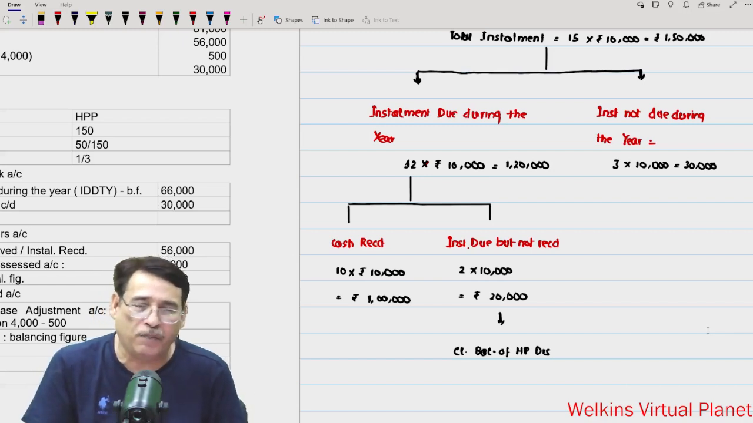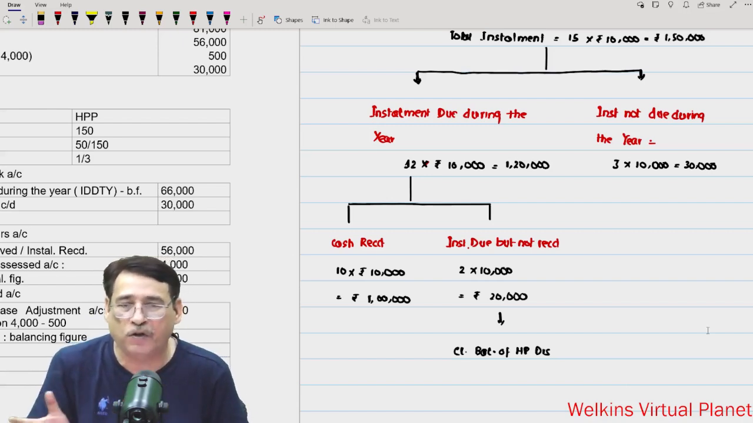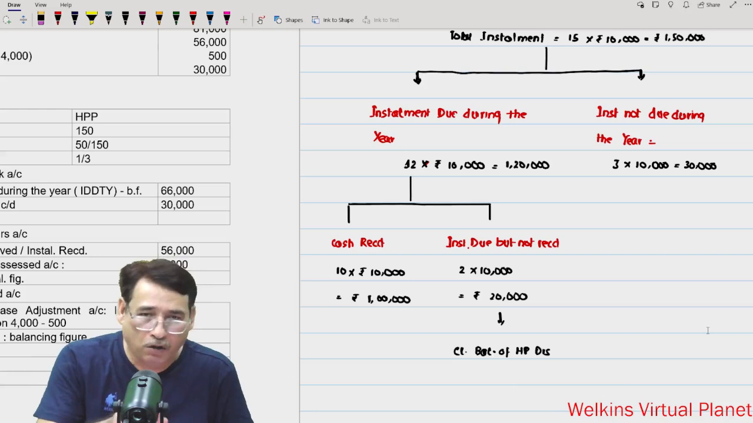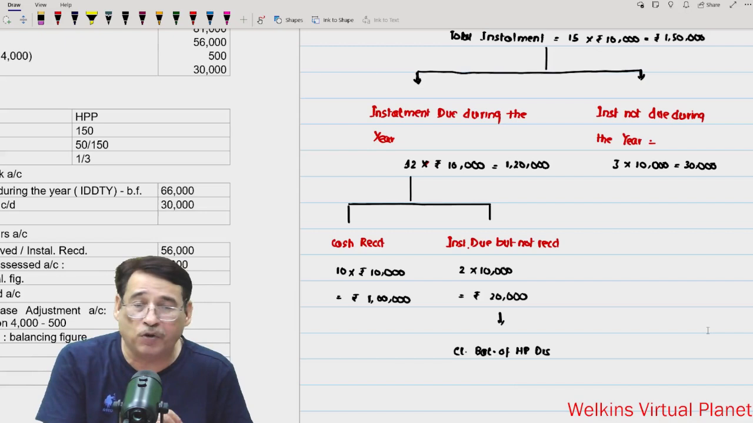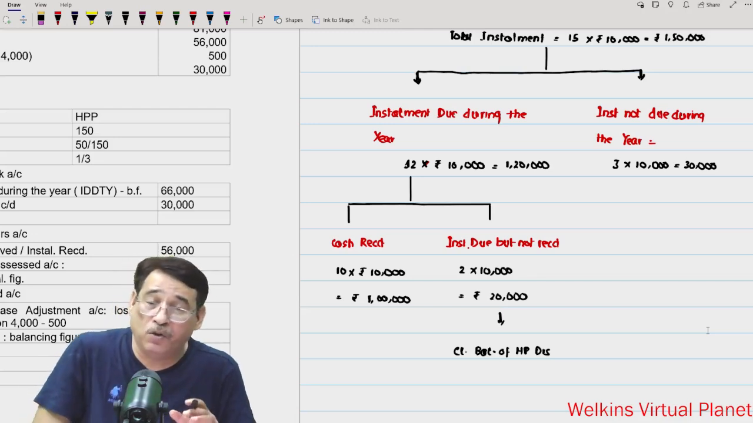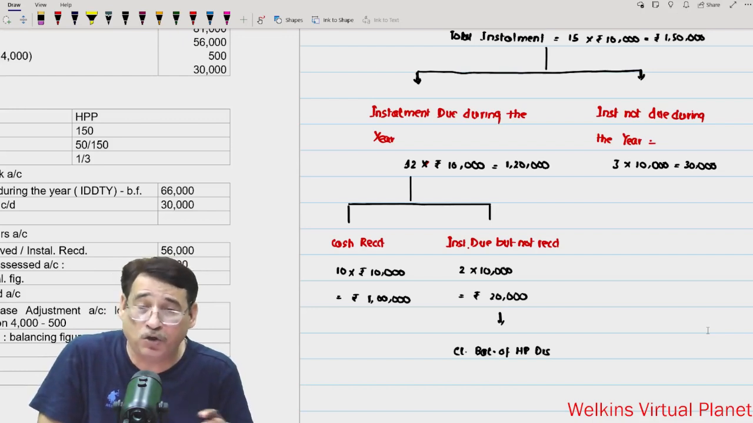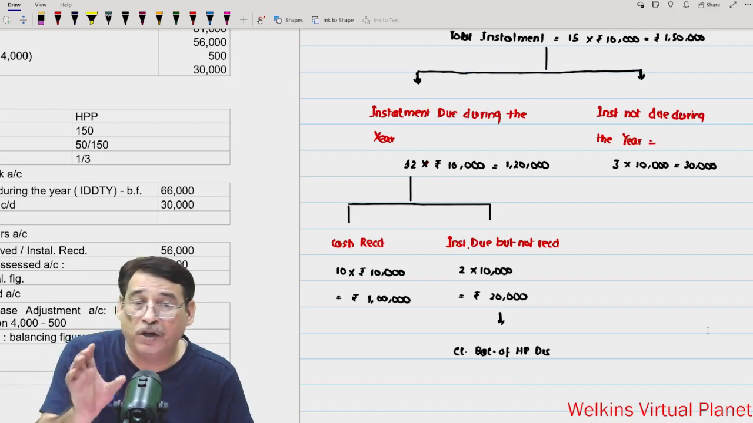Presuming only 10 installments have been received, we may say that cash received is equal to 10 into 10,000, that is equal to 1,00,000. While 2 installments which were due in the current accounting year could not be received, so 2 into 10,000, 20,000 signifies that at the end of the year, closing balance of debtors is equal to 20,000. Is it clear to you or not? In the beginning of the accounting year, hire purchase debtors balance was 1,20,000 because the due amount was 1,20,000. But by the end of the year, they have paid 1,00,000, so 20,000 is still due from them. So you need to understand that whenever in the question it will be given installment due but not received.